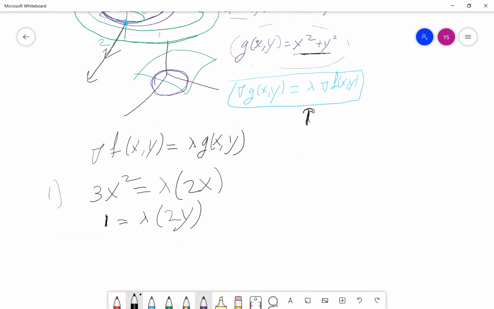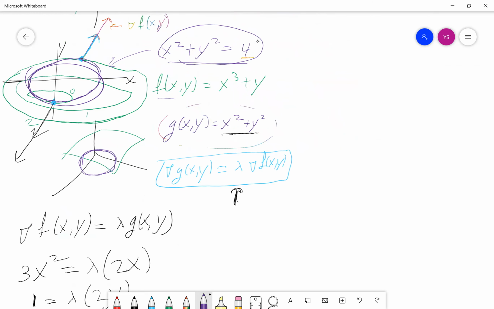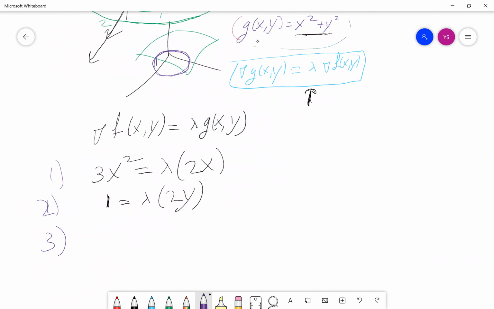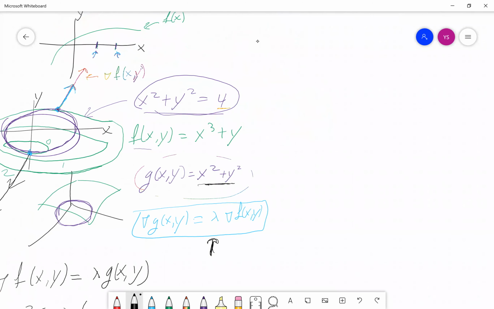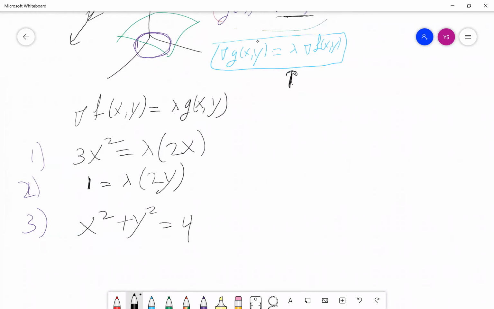And then generally the last equation that you use is the restriction. By the way, this is why we have been putting solving systems of equations with lambda on the homeworks. It's because this is that exact thing. So for number 3, we have the equation x squared plus y squared is equal to 4. That's our third equation. So now we have 3 equations and 3 unknowns. x, y, and lambda are the unknowns. Let's see if we can solve this.